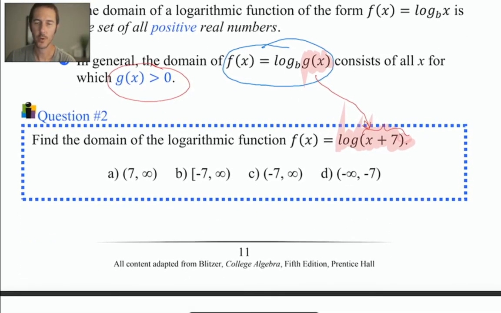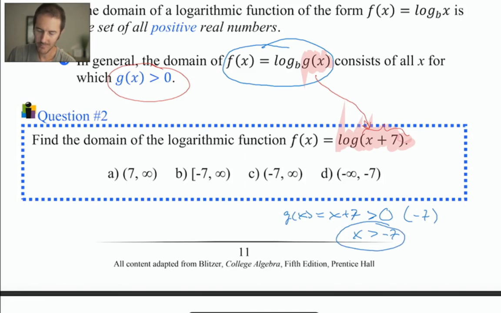In other words, let's look at question number 2 here. We've got the log base something of x plus 7. I know that g of x is my x plus 7, and I know that x plus 7 is required to be greater than 0. And so if I subtract 7 from both sides of that inequality, I find that x has to be greater than -7. That's your domain. That's your list of x values that you can put into the function. It's the list of all of the x coordinates that would appear on the graph of this function.